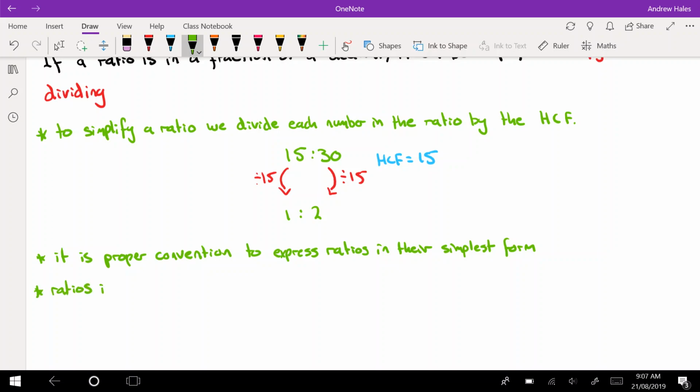Ratios in their simplest form are expressed in whole numbers.